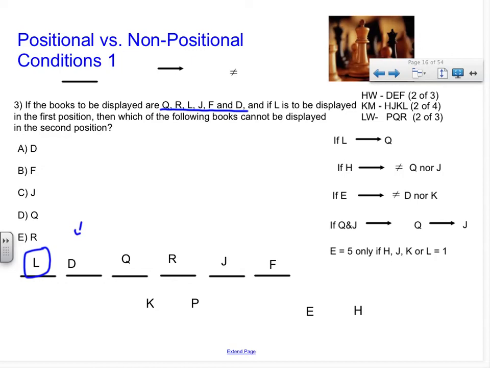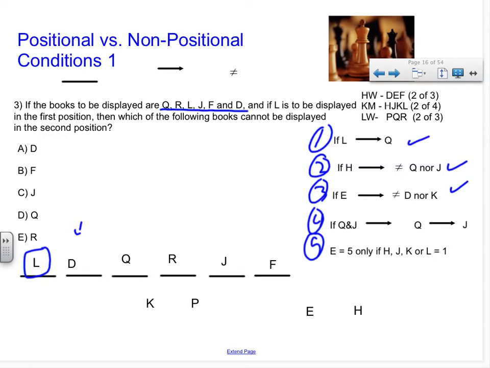So let's take a look at each of the conditions to see if this fits. So if L, then Q. If H, then can't equal Q nor J. We're good there. We don't have H. If E appears, then can't equal D nor K. E does not appear, so we're good there. If fourth condition, if Q and J appear, then Q has to be to the left of J. So the fourth condition gives us a hint.